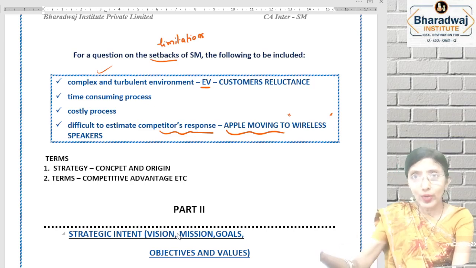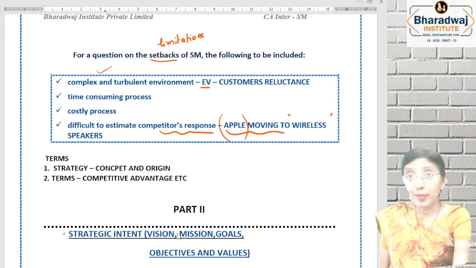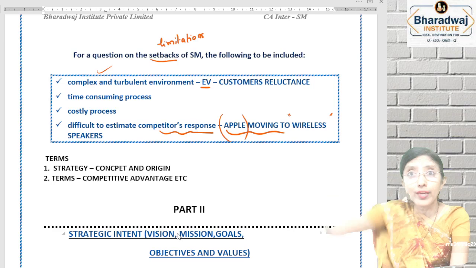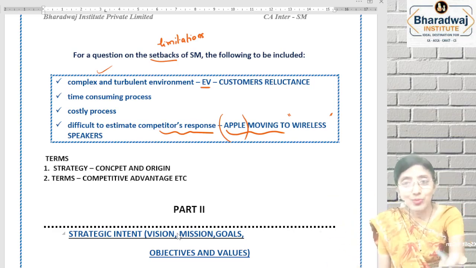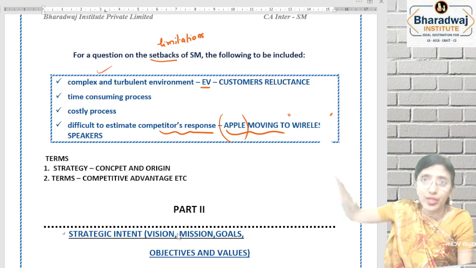When they went into wireless speakers, if not for Apple, any other company that had tried this would have been a failure. Because it's Apple, the rivals thought, even I should go wireless. No, Apple has gone wireless, that's it. That is the response they faced when they initiate something because of their brand image.